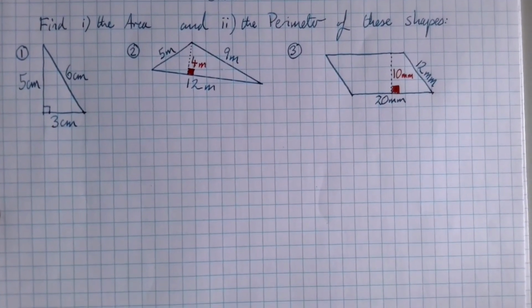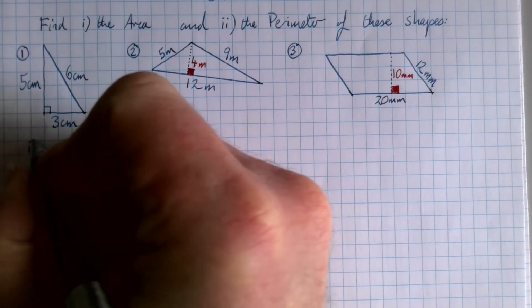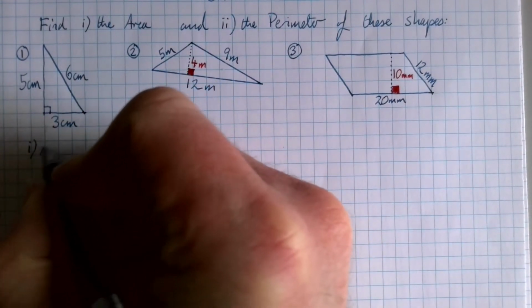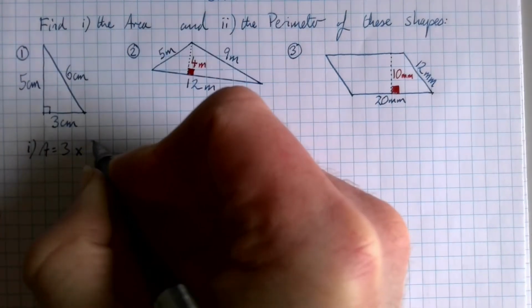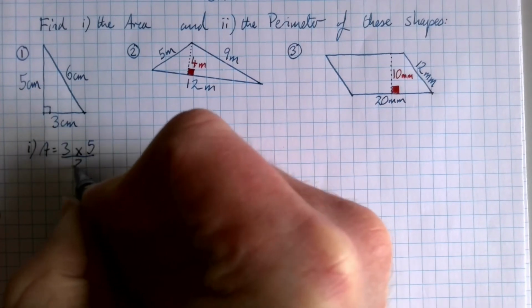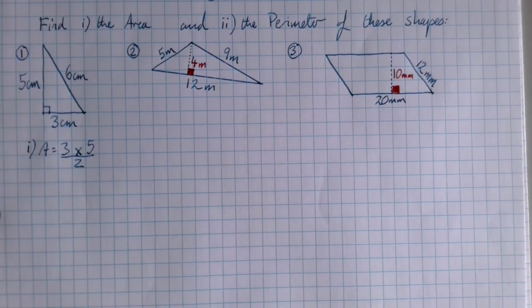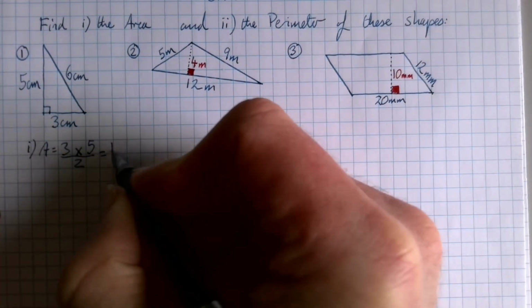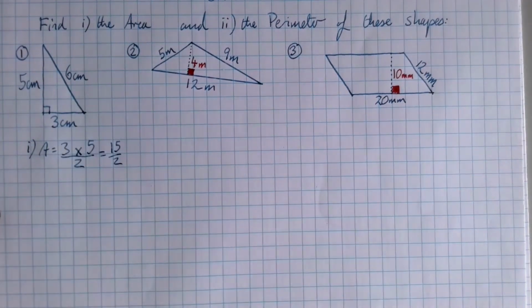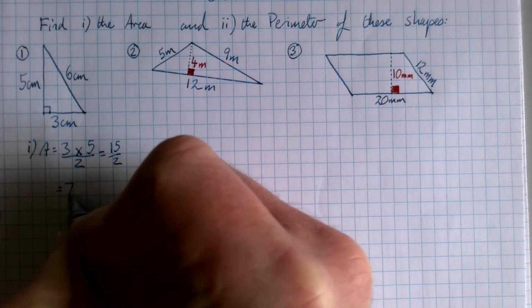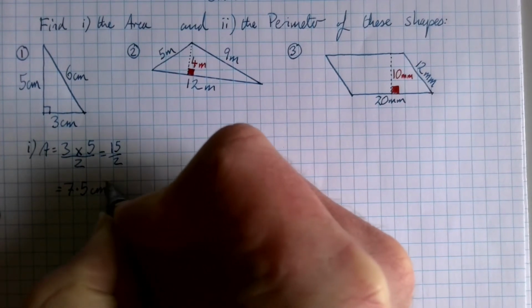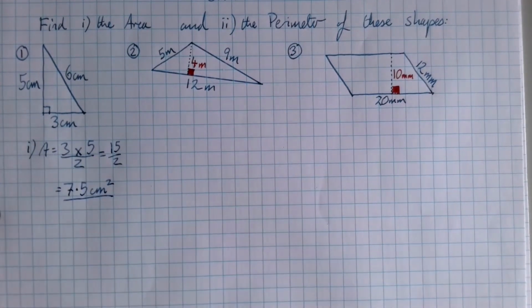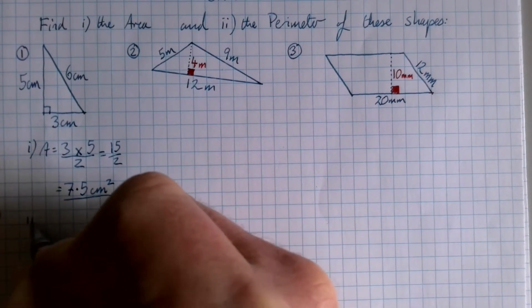Right, so for the first one, the area is the base, which is 3, times the perpendicular height, which is 5, and that divided by 2. Now 3 times 5 is 15. Half of 15 is 7.5 centimeters squared. 1 mark for the number, 1 for the unit.